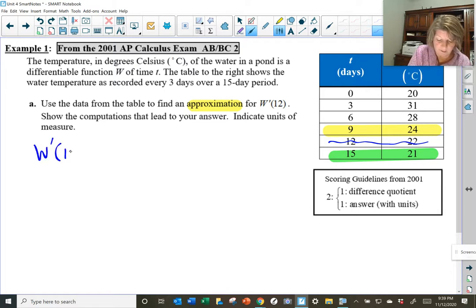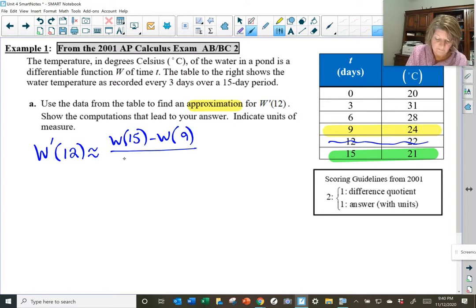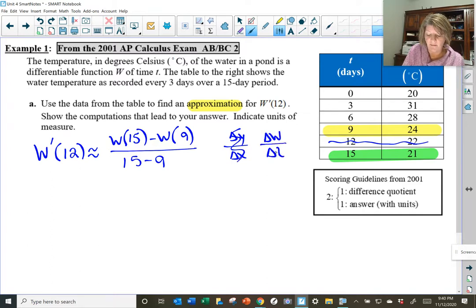W prime of 12 is about W of 15 minus W of 9 over 15 minus 9, right? So I've got change in Y, or change in W in this case, over change of X. That's what we think of when we do slope, right? In our scenario here, we really have got the change in W over the change in time, because those are our two variables.